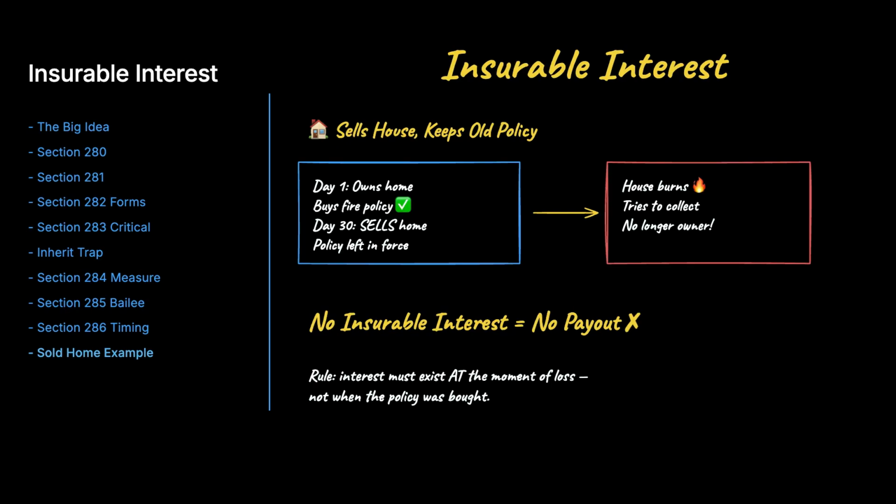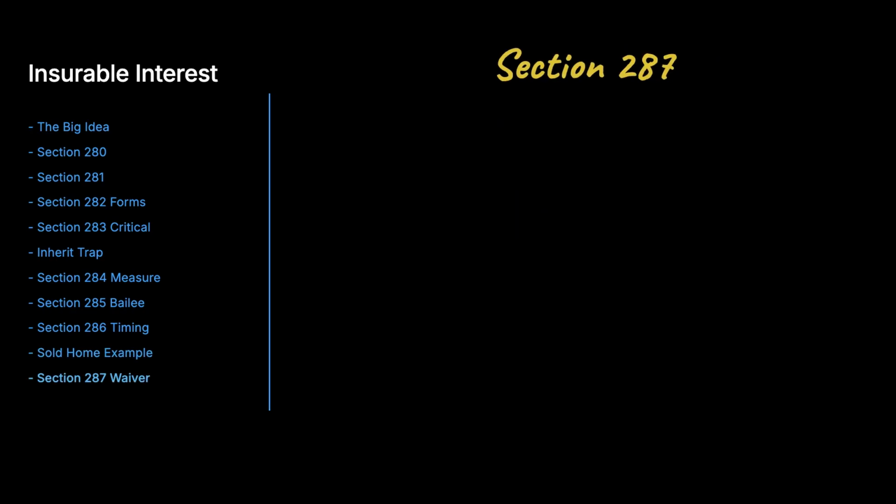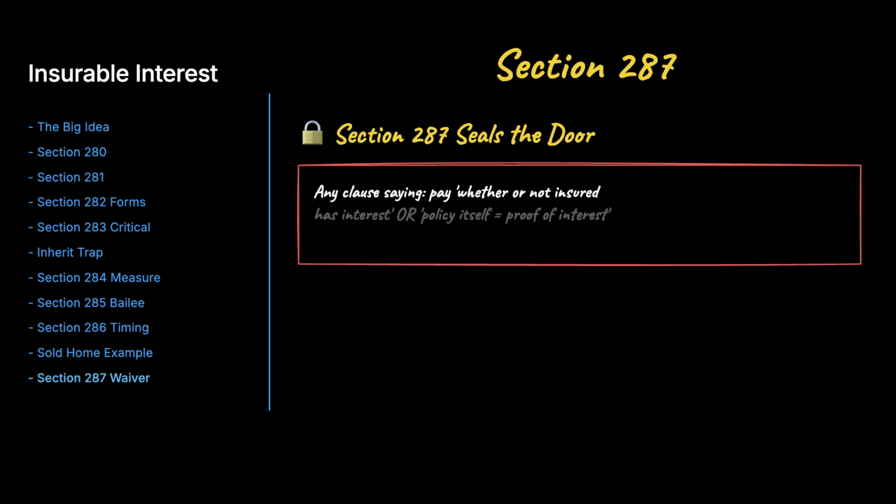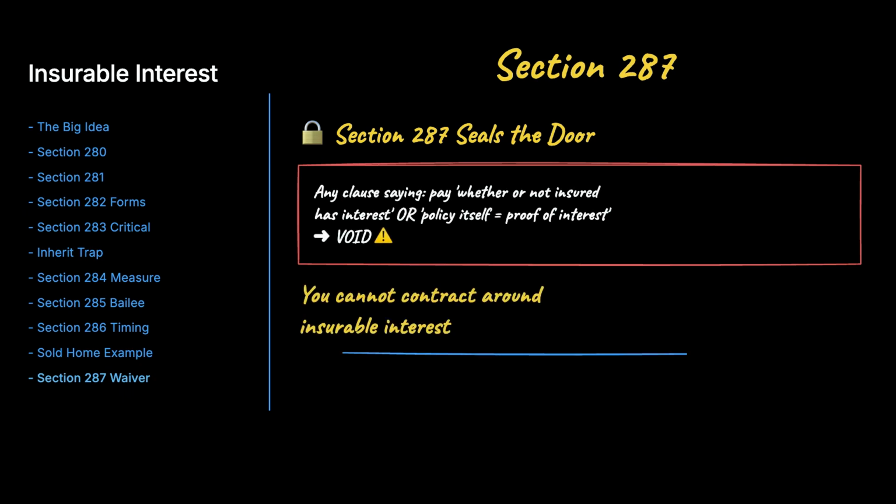Can they? Absolutely not. They had no insurable interest at the moment of loss because they no longer owned the home. The policy on paper changes nothing. The final rule, Section 287, seals the door. Any stipulation in a policy promising payment, whether or not the insured has an interest, or treating the policy itself as proof of interest, is void. In other words, you cannot contract around the insurable interest requirement. This reinforces Section 280 and stops wagering.